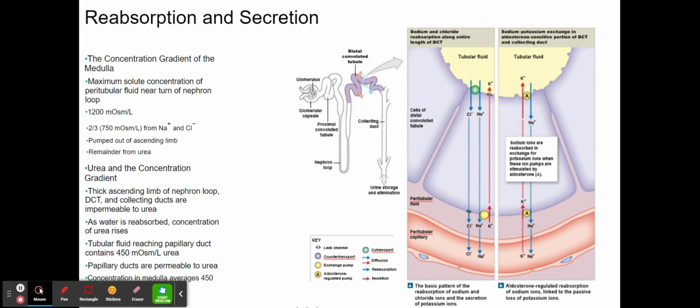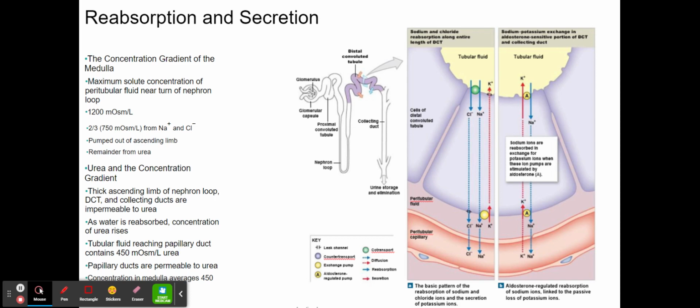Normally, the maximum solute concentration of the peritubular fluid near the turn of the nephron loop is about 1200 milliosmoles per liter. Sodium and chloride ions pumped out of the loop's ascending limb make up about 2/3 of that gradient, about 750 milliosmoles. The rest of the concentration gradient results from the presence of urea.